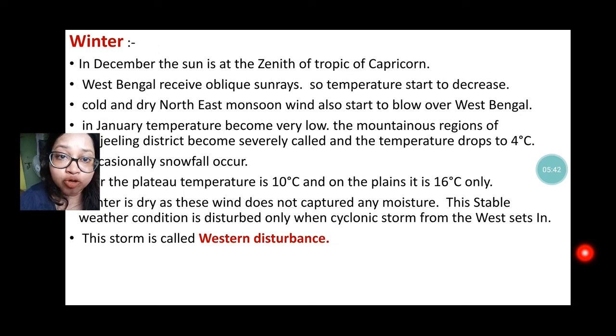Next we will discuss the winter season. You know, in December the sun is at the zenith of the Tropic of Capricorn, and West Bengal receives oblique sun rays, so the temperature starts to decrease.